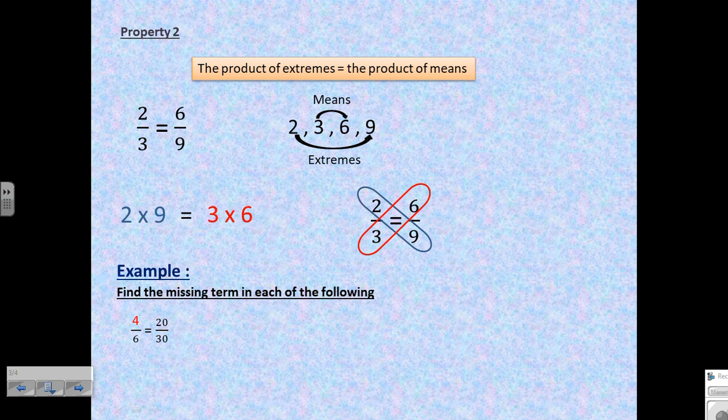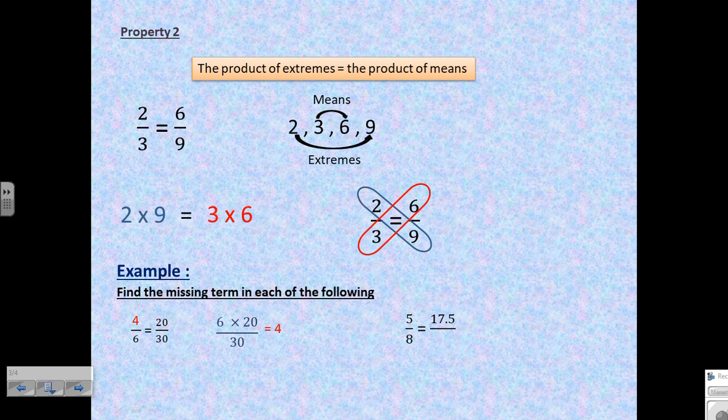Or we can use the second property, which is the product of means equals the product of extremes, which means 6 times 20 equals what times 30? So we multiply 6 times 20 over 30, the answer will be 4.